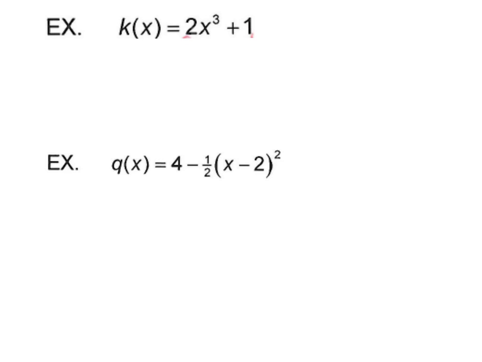K of x equals 2x cubed plus 1. So the 2 would be a, and the 1 would be d. It is a vertical stretch of 2. And then the plus 1 would be up 1.